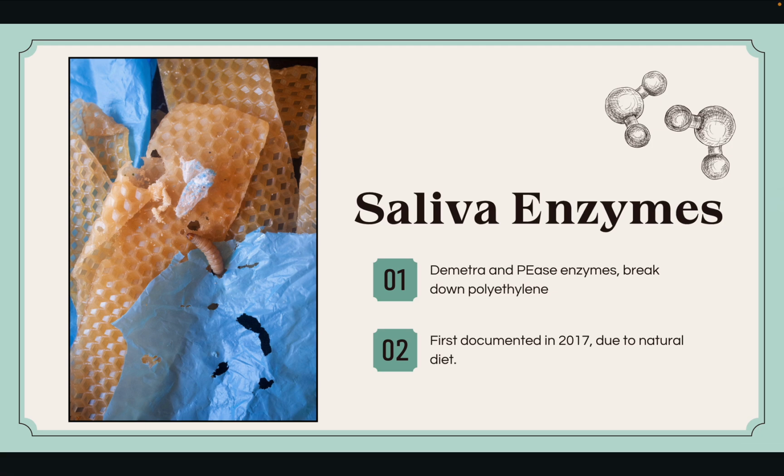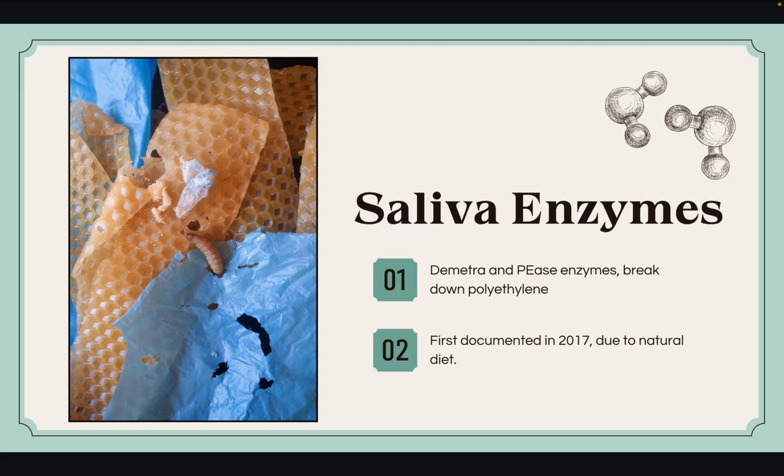Research has shown that waxworm larvae have the ability to break down polyethylene plastic due to a special component in their saliva. The key enzymes are identified as Demetra and PEase, which work by oxidizing and breaking down the chemical structure of plastic at a rapid rate. This was first documented in 2017 when scientists observed waxworms creating holes in plastic bags.